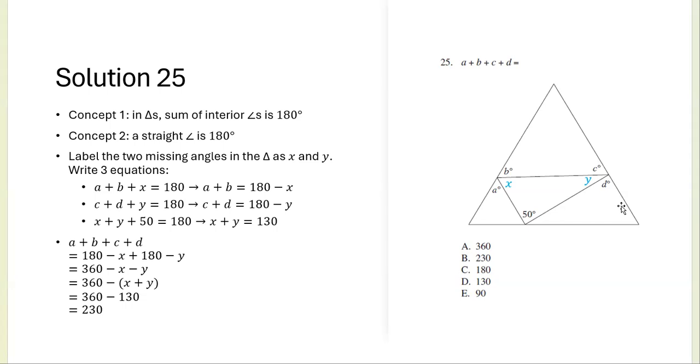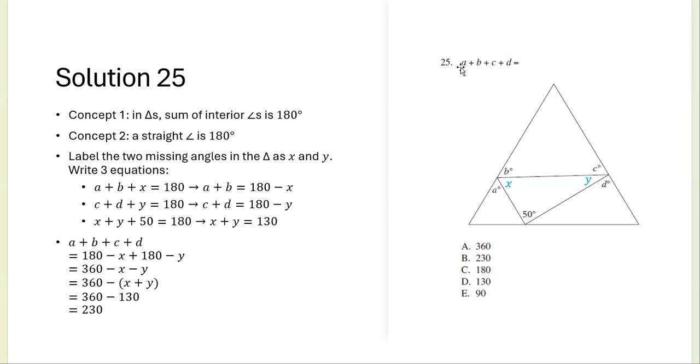Okay. So I labeled these as X and Y just to help me out. So I know that A plus B plus X is 180, which we can rewrite as A plus B is 180 minus X. Okay. And then C plus D plus Y is 180. So C plus D equals 180 minus Y. And I know that X plus Y plus 50 is 180. So X plus Y is 130.